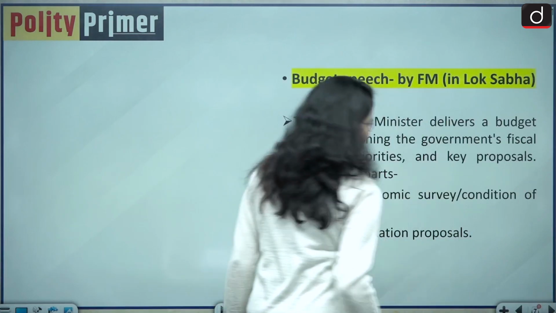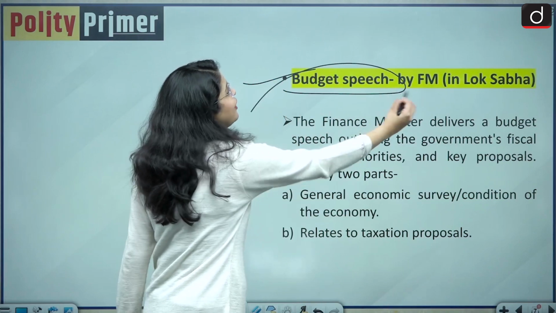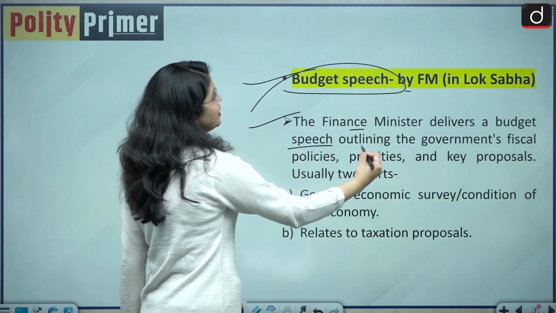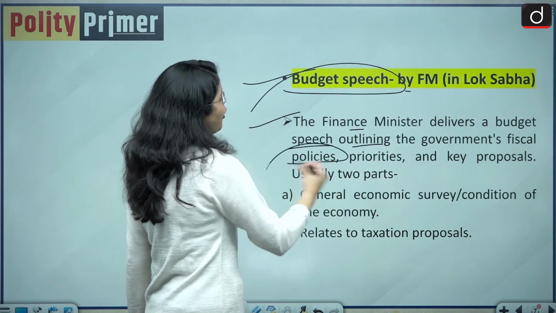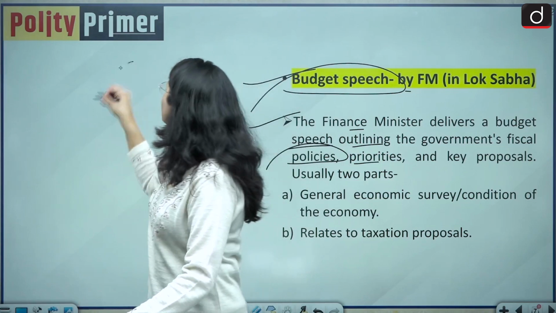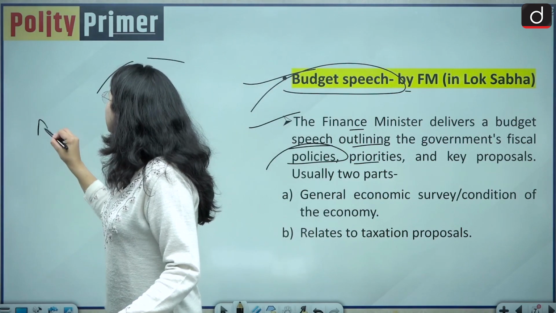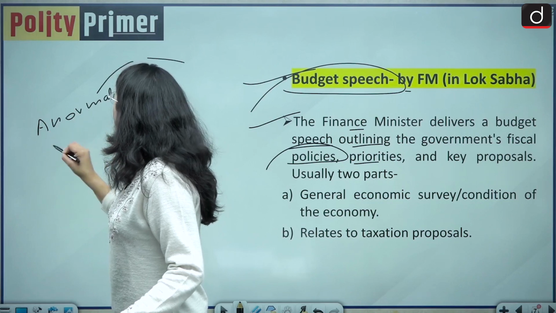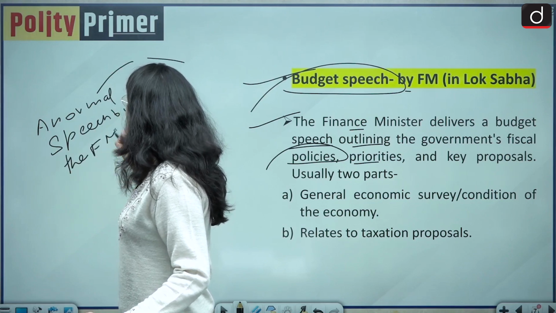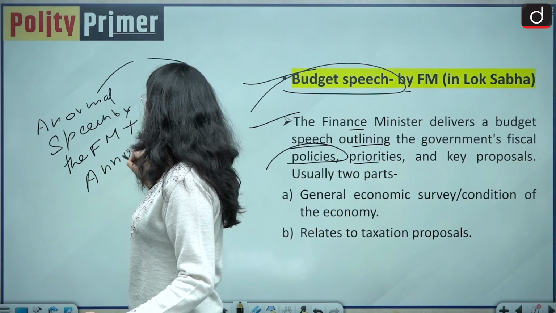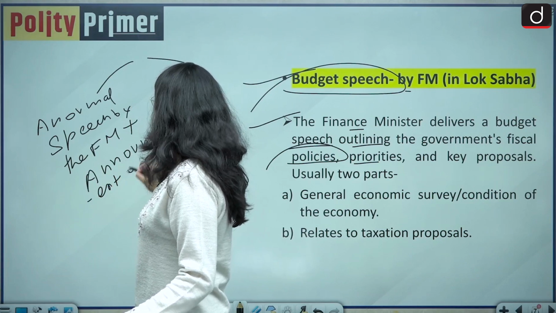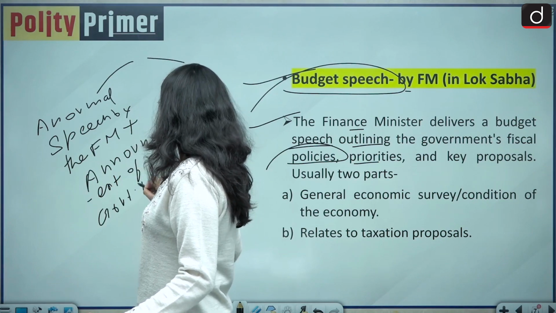Moving forward, budget speech by Finance Minister in Lok Sabha. So the Finance Minister delivers a budget speech outlining the government's fiscal policies, priorities and key proposals. So basically, the budget speech contains two parts. Firstly, a normal speech by the Finance Minister, plus announcement of government policies.